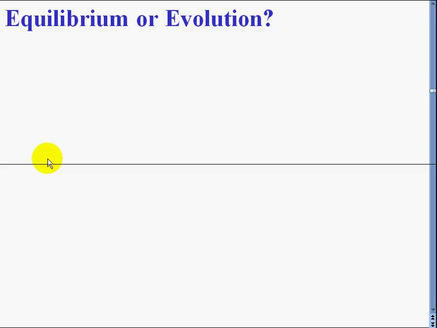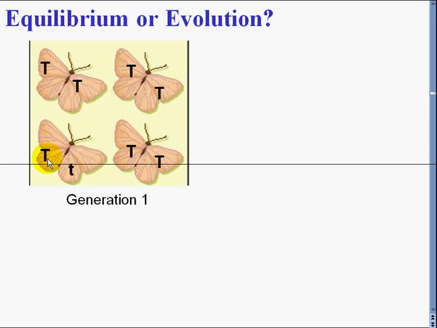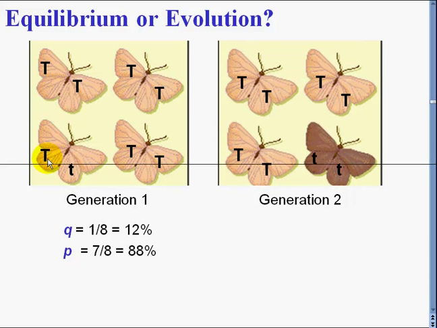Alright, so now that we can calculate our P's and Q's, the whole point of this was to be able to observe equilibrium or evolution in a population. So here we've got a population of butterflies in generation 1. If we calculate P and Q, we'd find that Q is 12% and P is 88%. In generation 2, we have these butterflies, the offspring, and if we calculate Q and P, we find that Q is now 25% and P is now 75%.